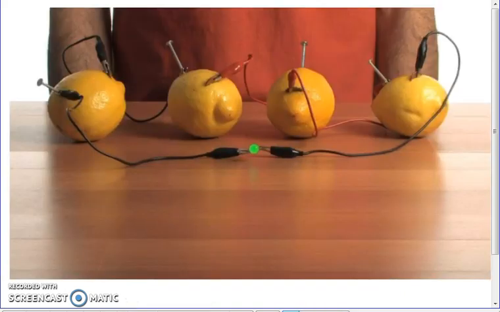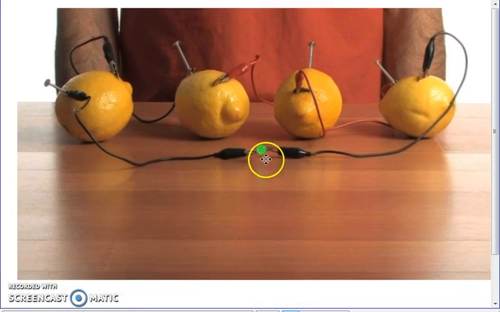You may have seen this kind of idea before, using lemons to make a battery. Well, what you have going on here, see this little light bulb right there? That little light bulb is lit up because we have a lemon. They're all hooked up in series.